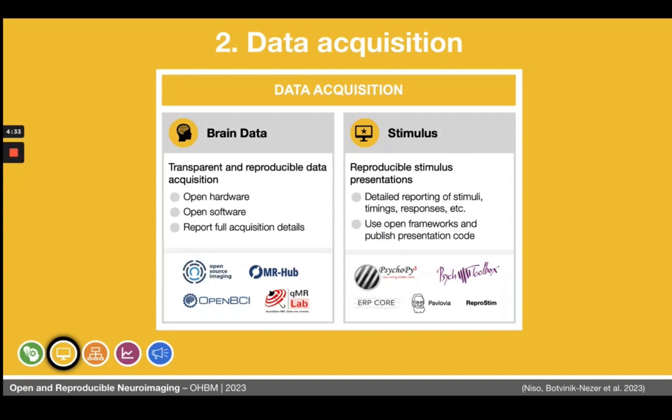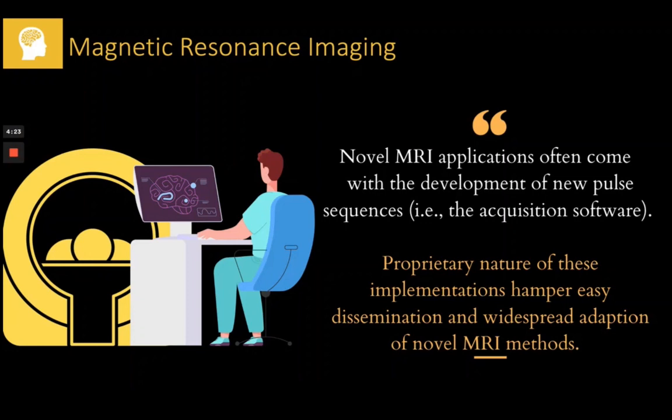Then we'll take a brief look at other modalities such as PET, EEG, and MEG from the open source acquisition perspective, and we will conclude with reproducible stimulus presentation tools. Let's start with MRI, where innovations often come in the form of a new pulse sequence, in other words, the acquisition software that drives the scanner, or some reconstruction algorithms to reconstruct images from the raw MRI data.